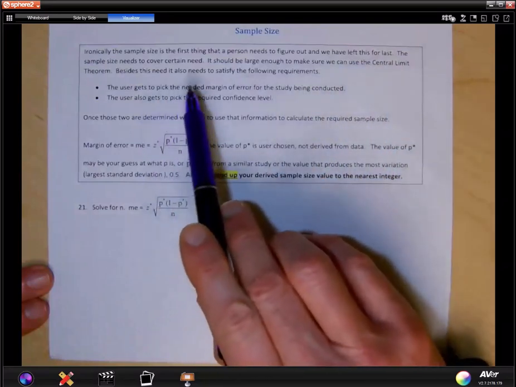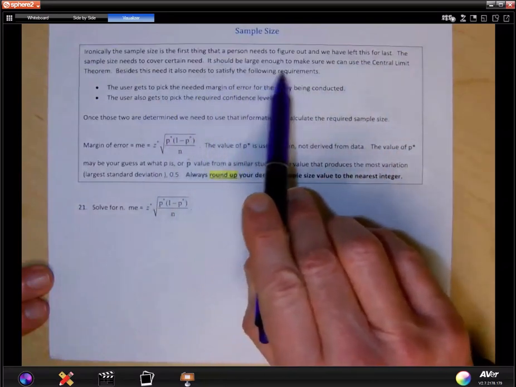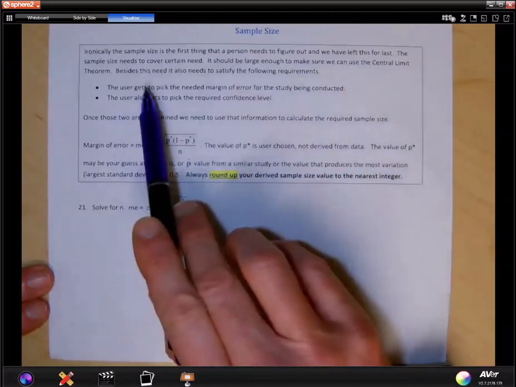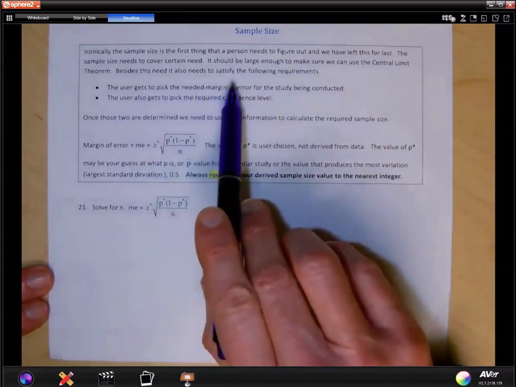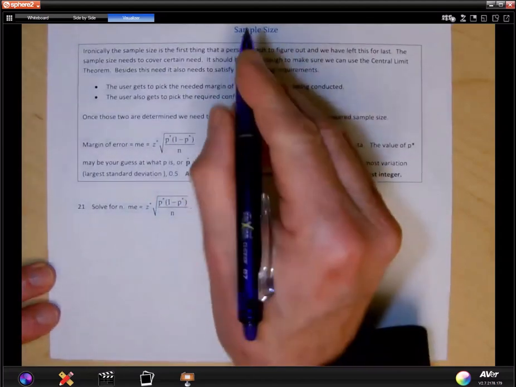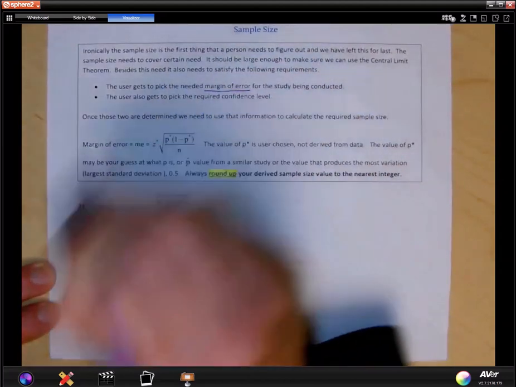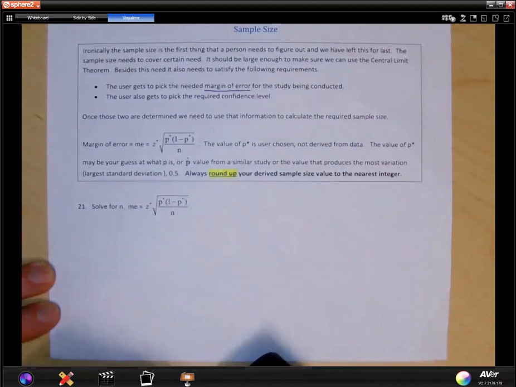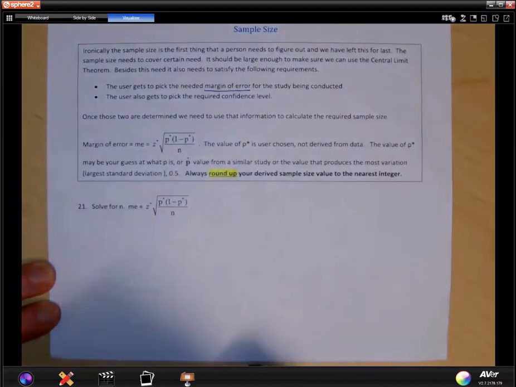The sample size needs to cover a certain need. It should be large enough to make sure we can use the central limit theorem. Besides this, it also needs to satisfy the following requirements. The user gets to pick the needed margin of error. So even though we've calculated the margin of error before, really this is something that we determine ahead of time. This is the maximum margin of error.